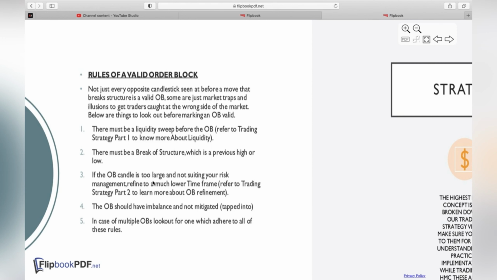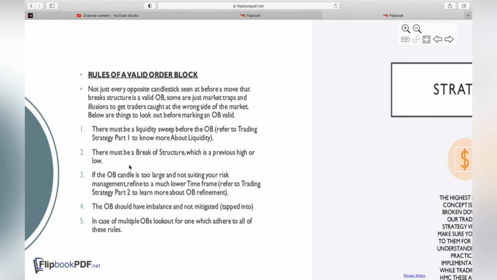If the order block candle is too large and not suiting your risk management, refine to a much smaller time frame. There are some times that the order block candle is very, very big. Setting your order at the close of it and then the other one at the low or the high of it, like setting your stop loss and take profit using that particular candle, can cost you a lot of money if you are wrong, because the order block is too big. So each order block you use should suit your risk management.